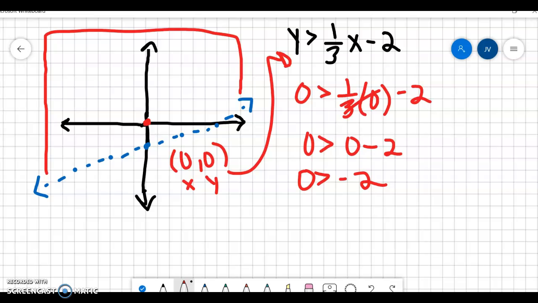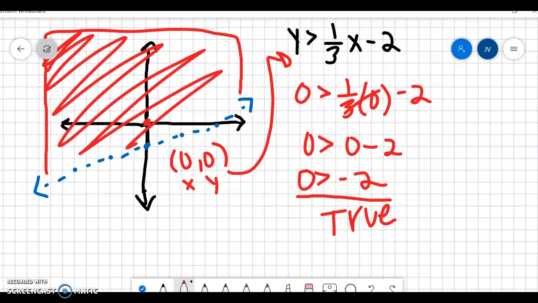Now we have to ask ourselves, is this a true statement? Is 0 greater than -2? The answer is true. So because it's true, that means that this whole entire side is also part of the solution. So here's your answer. Your answer is made up of 2 parts. Your answer has a line and shading. So that's telling us that any point above this line in the red shaded area is a part of the solution.